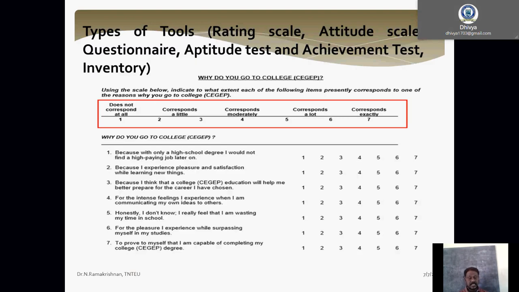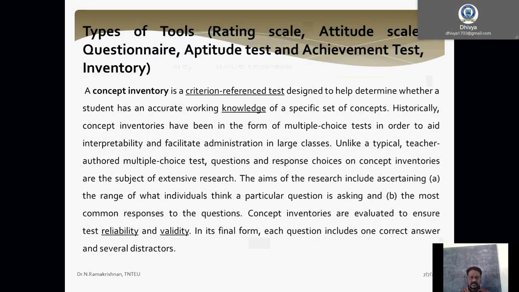For the intense feelings I experience when I am communicating my own ideas to others. Honestly, I don't know, I really feel that I am wasting my time in school. For the pleasure I experience while surpassing myself in my studies, I prove to myself that I am capable of completing my college degree. So these questions you can normally ask, and it can be in a Likert scale. Using this you can conduct it with the students and find out the real interest of students in going to college. So again, actually a concept inventory is a criterion reference test.